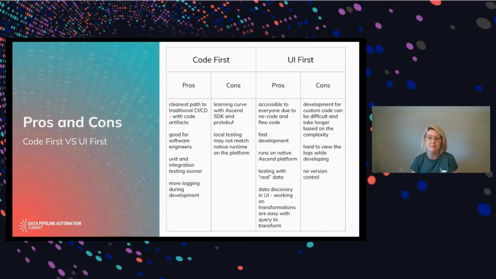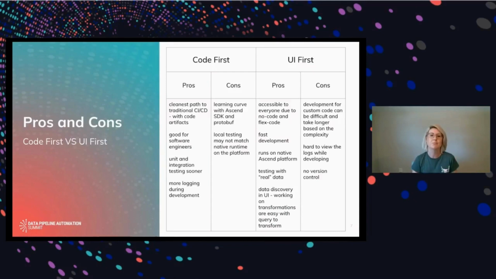It's going to run natively on the Ascend platform. You really could be testing on the actual data whenever you run and create your pipeline in the UI. There's also the data discovery in the UI that's great. So basically what we're talking about there is that you can query any of the read connectors or the transforms to look at your data and figure out what your transformation is going to do. So you can see that output right there when you're writing SQL.